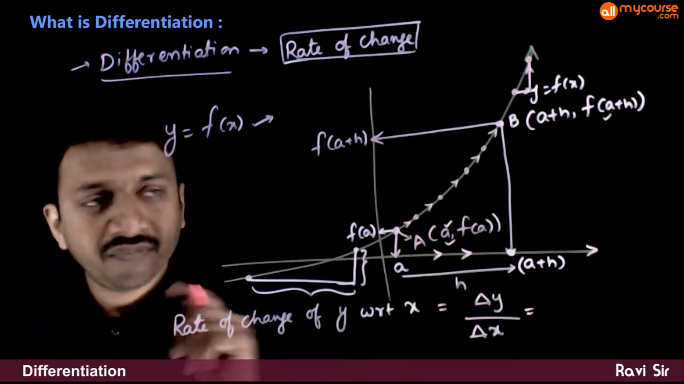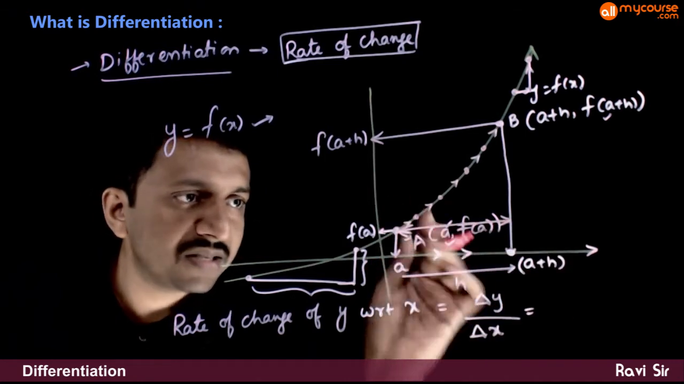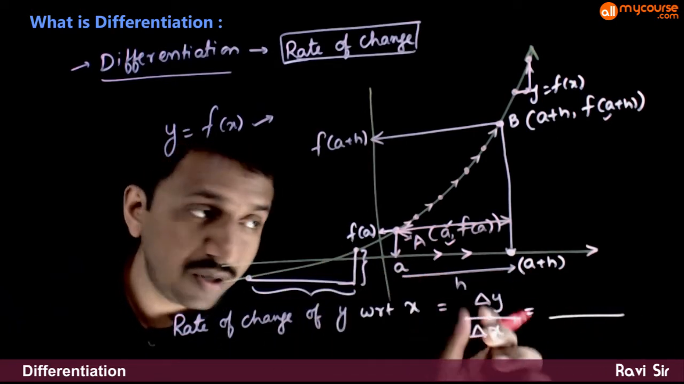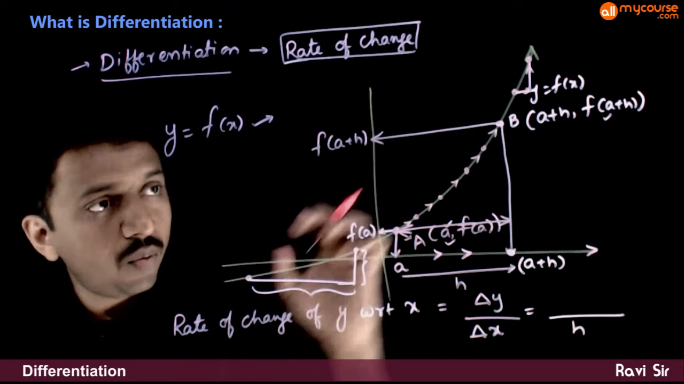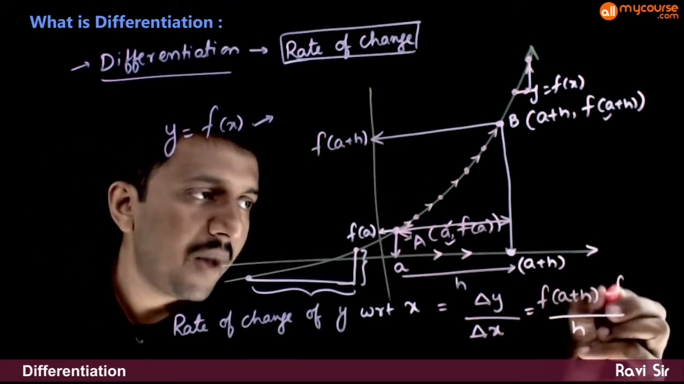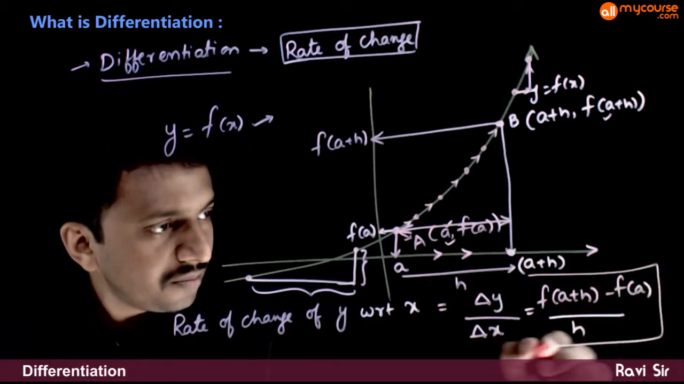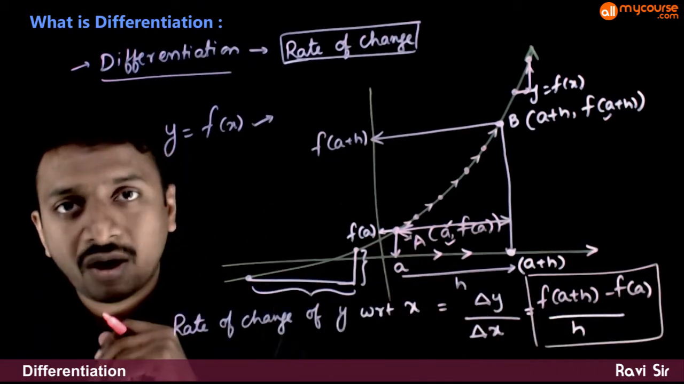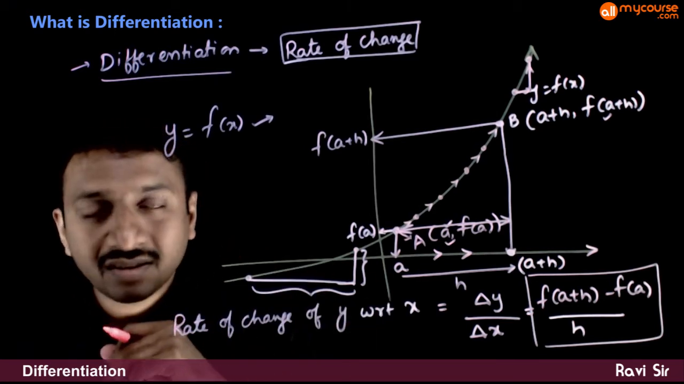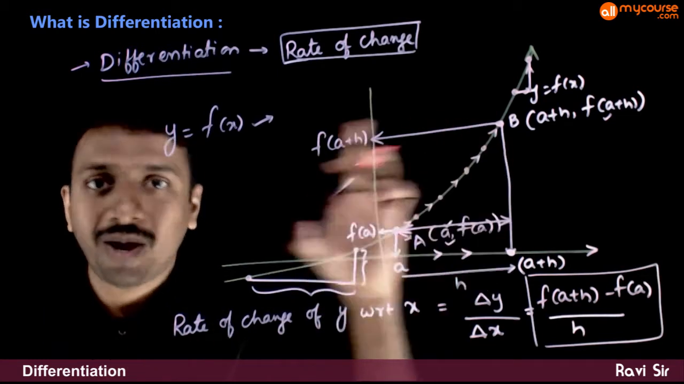So from A to B, if you go from A to B, what is the change in the value of x? Change in the value of x is h, right? So delta x is h. And what is the change in the value of y? f(a + h) minus f(a). So what is this value? This is the rate of change of y with respect to x between the points A and B.